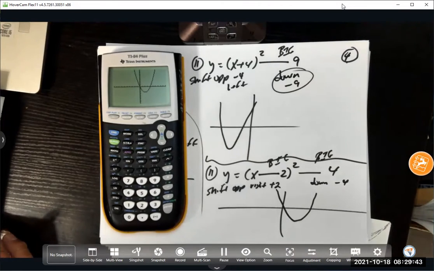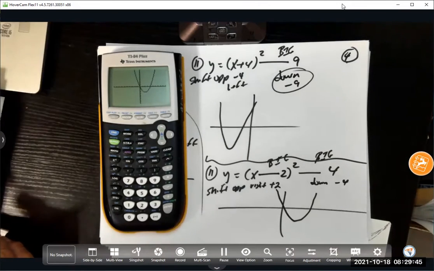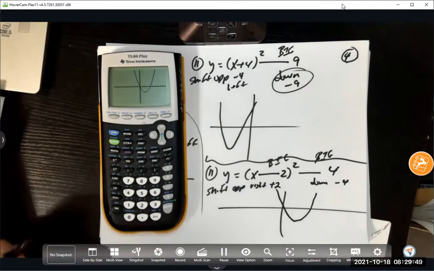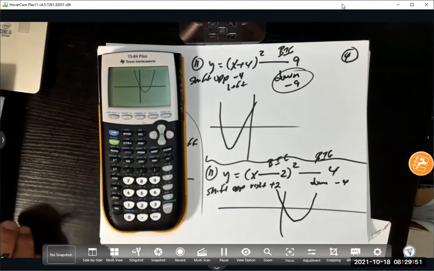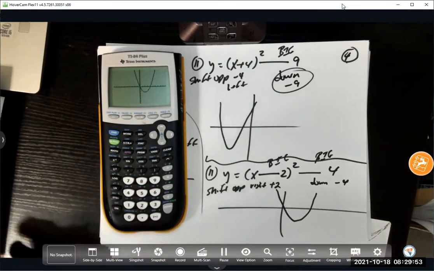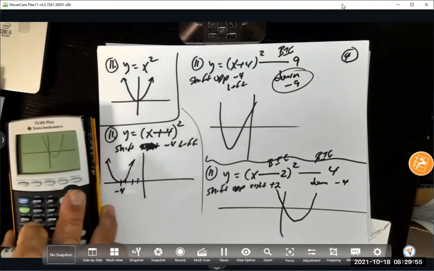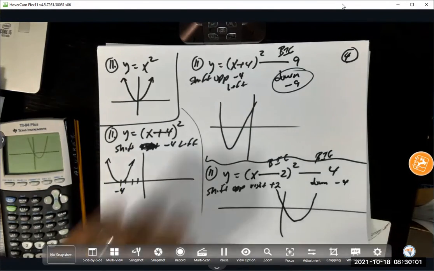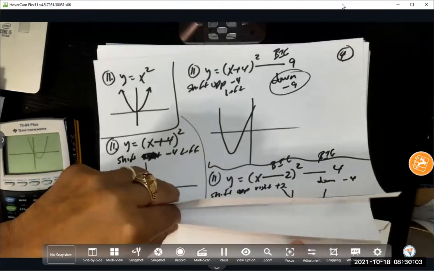Now, let me go to the phone. Let's see, that's page number 4. Okay, so now let me do one that's like a generic looking thing. Let's do that.